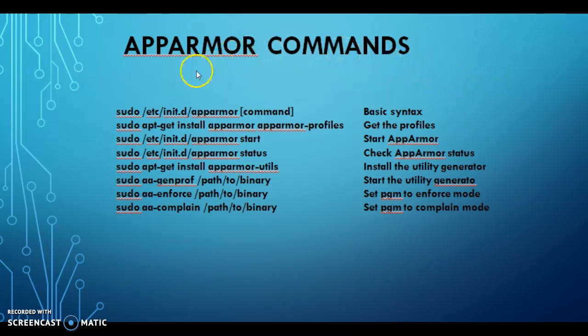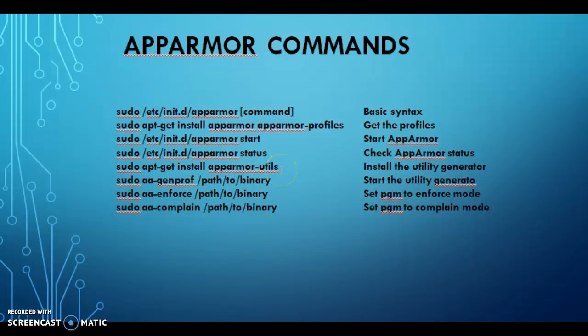These are some typical commands that we're going to use. This first one is the basic syntax of the AppArmor command. So it's sudo /etc/init.d/apparmor and then the command. And then down below you'll see I've got start, I've got status. The profiles, I said earlier, were located in the /etc/apparmor.d directory, and that's where the profiles are located. But this particular command actually gets the profiles and installs them in your system.